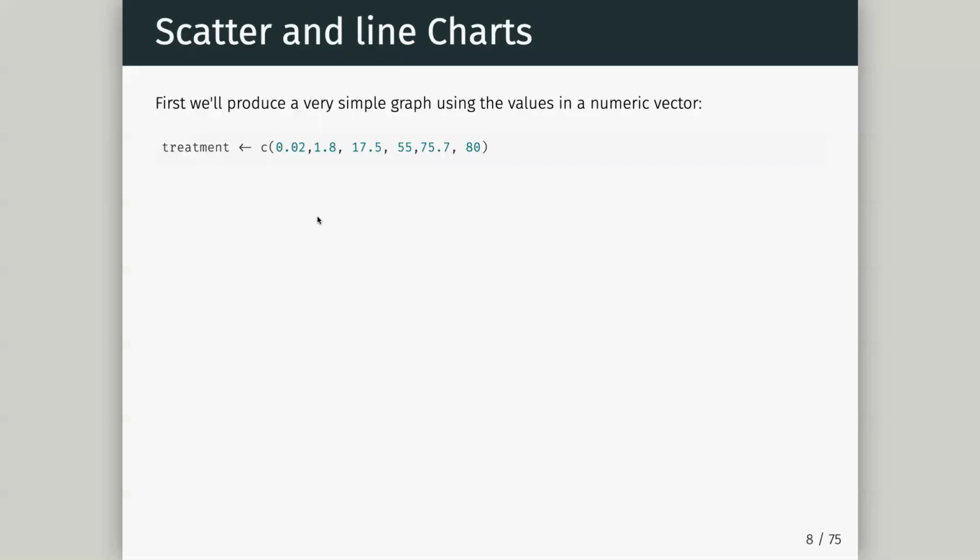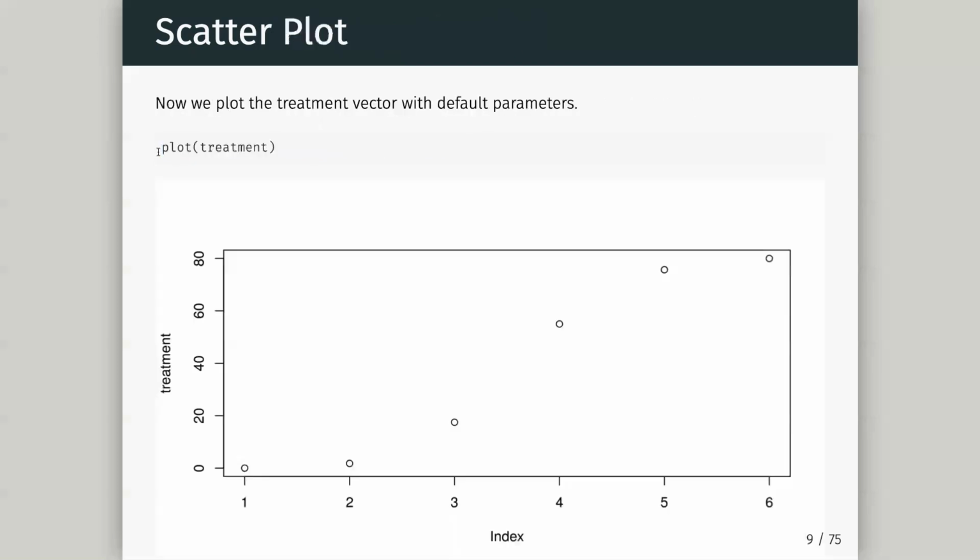To do this, we're just going to need a very simple numeric vector. So I'm going to produce a vector here, treatment, and I'm going to use our combine function, and I'll just combine a few numbers, 0.01, 0.02, 1.8, 17, 55, 75, 80. Just some numbers in ascending order. To do any type of plotting right out of the box, we can just use plot.